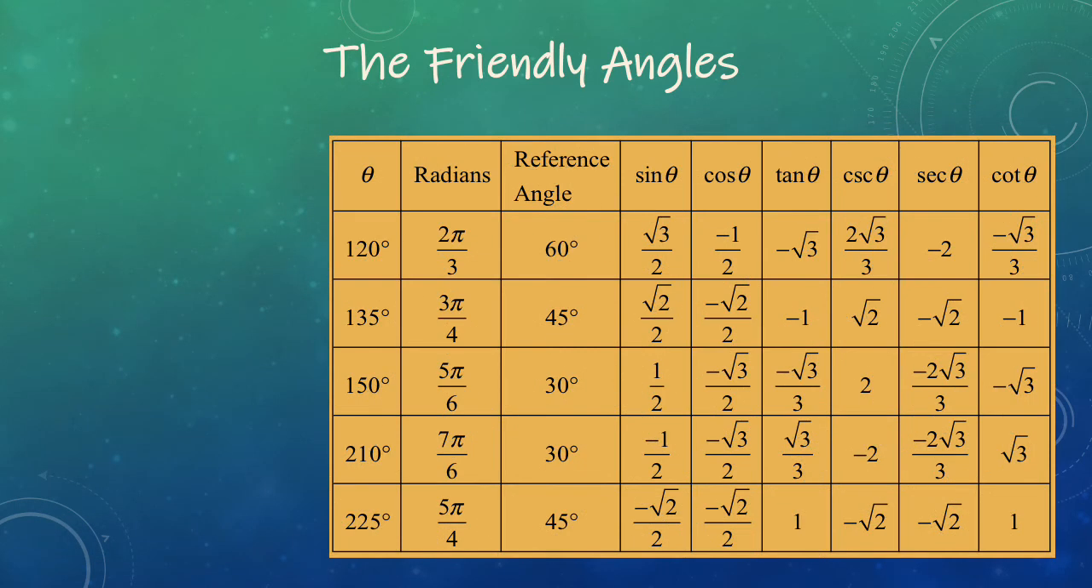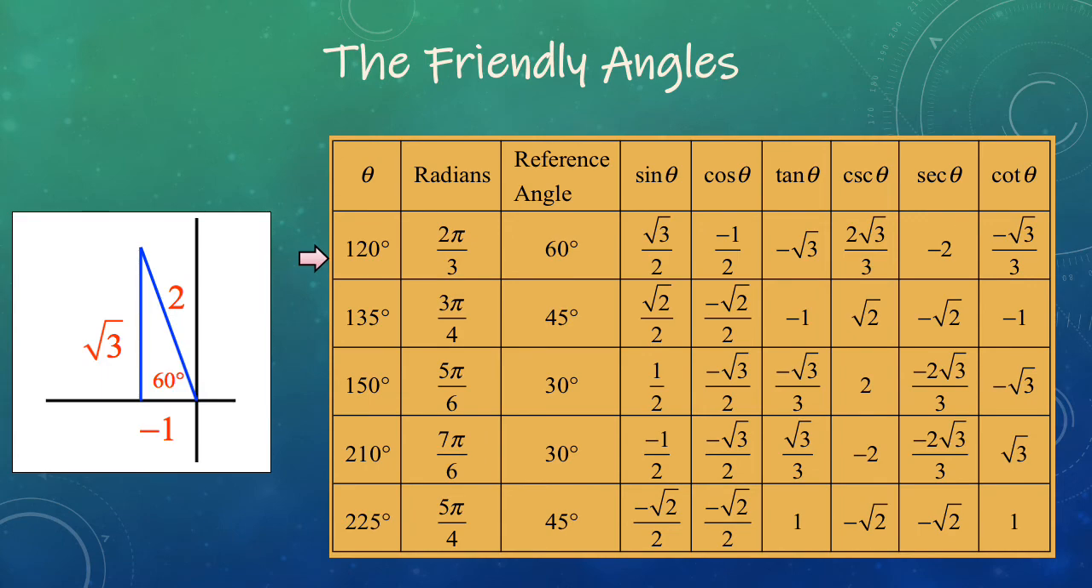In your manual, you have a table showing the special angles in quadrants 2, 3, and 4. Let us show how all the values are arrived at using the technique we just outlined. We start with 120 degrees. To change to radians, we multiply by 2 pi over 360 degrees, and we get 2 pi over 3 radians. Drawing the picture, we see that our reference angle is 60 degrees. So we have a 30, 60, 90 degree triangle.